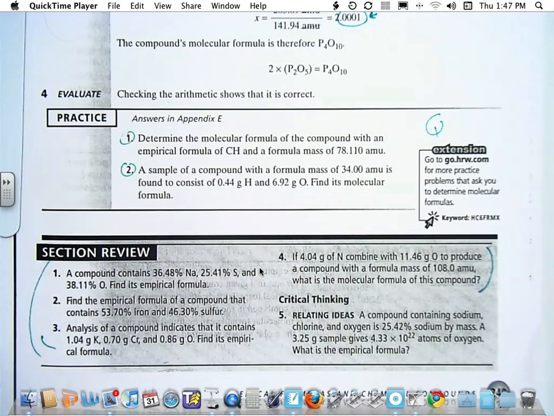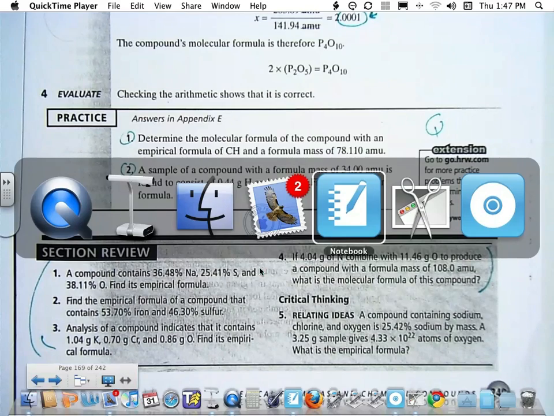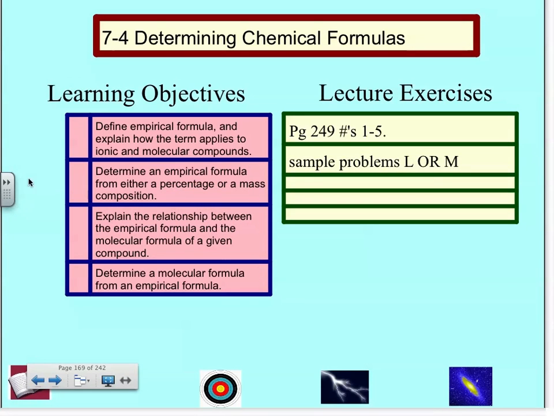All right, this is Mr. Worley signing off, but before I do, let me review with you what our objectives were: to define an empirical formula and explain how the term applies to ionic and molecular compounds. Well, an empirical formula was the smallest whole number ratio of atoms in a compound. How does it apply to ionic and molecular compounds? Usually, the ionic formula unit is the same as the empirical formula. With molecular compounds, however, it's often different. Just like diborane's empirical formula, BH3, and its molecular formula, B2H6, are different.